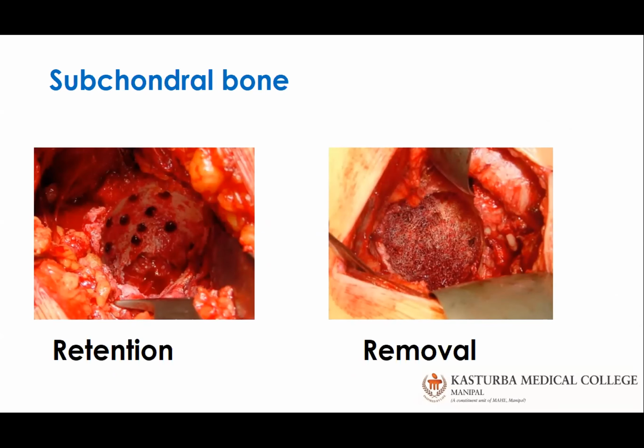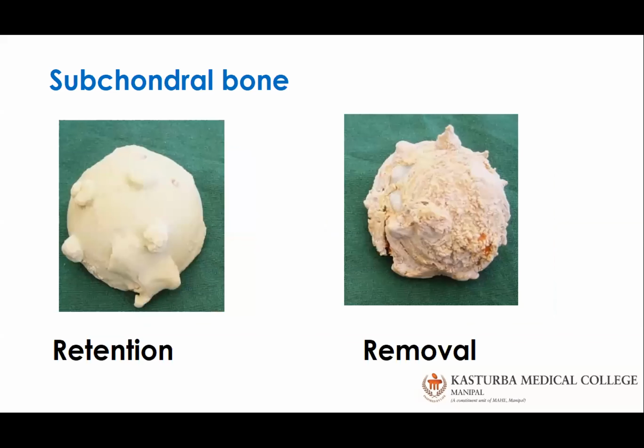the subchondral bone. Which is better? This is where interdigitation of the cement occurs. When you retain the subchondral bone, this is how it looks on the back side of the cup. And when you remove it, this is how it looks. So interdigitation naturally is better when you remove the subchondral bone and the cement penetrates into the cancellous bone.